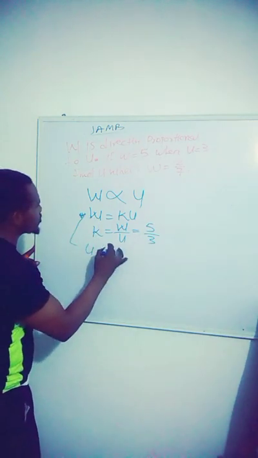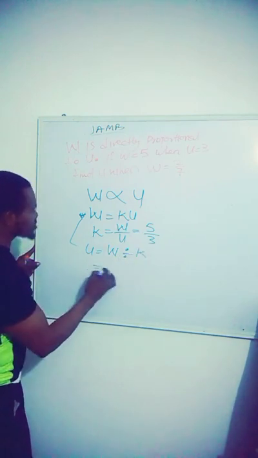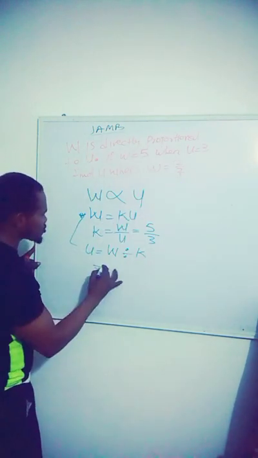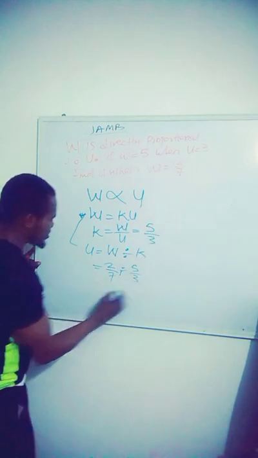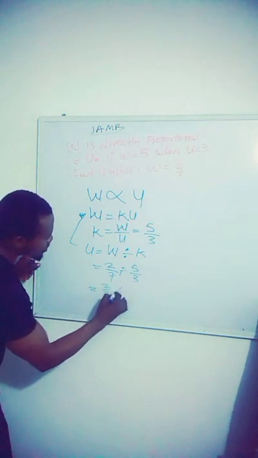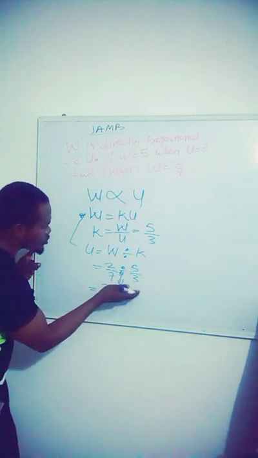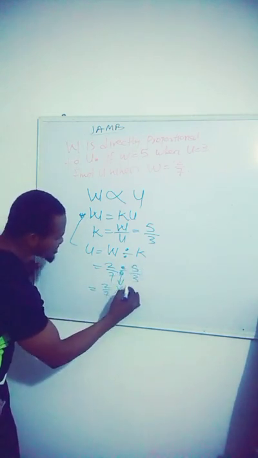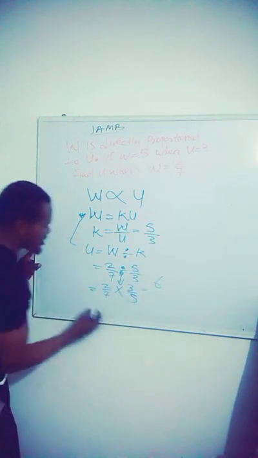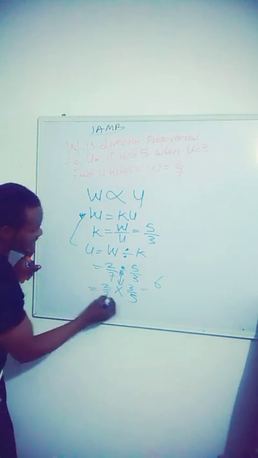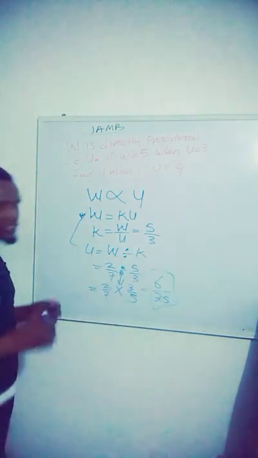So U will be equal to W divided by K. So this second statement says W is 2/7 divided by K, which is 5/3. So you have 2/7 multiplied. I've been saying this several times: whenever you change division to multiplication, you have to interchange the next term, which is 3/5. So that will give 2 times 3, 6, and 7 times 5, that is 35. So this is the result, 6/35.